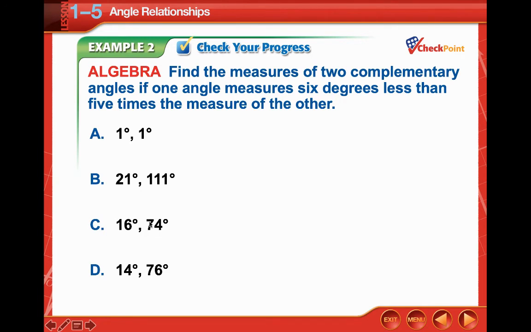16 plus 74 equals 90. Boom. We have one that could be right. 14 plus 76 equals 90. Boom. We have two that could be right. Looks like these are the only two options.